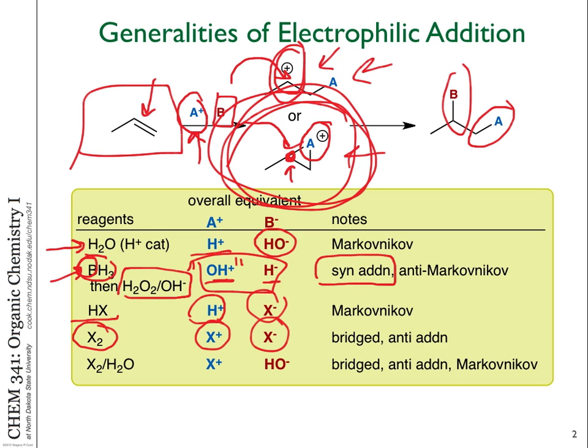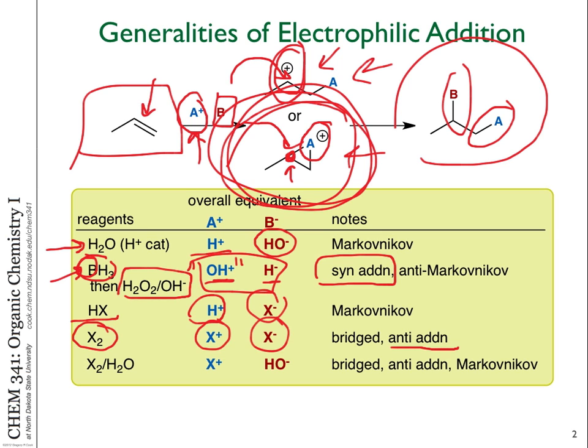So in that case, it's selective for adding anti. So if the product is in a ring, then those groups will be on opposite sides of the ring. Okay? So those are the details you need to remember. You can generalize some of it, but then you have to know a little more specifics about how things are actually happening with each case.